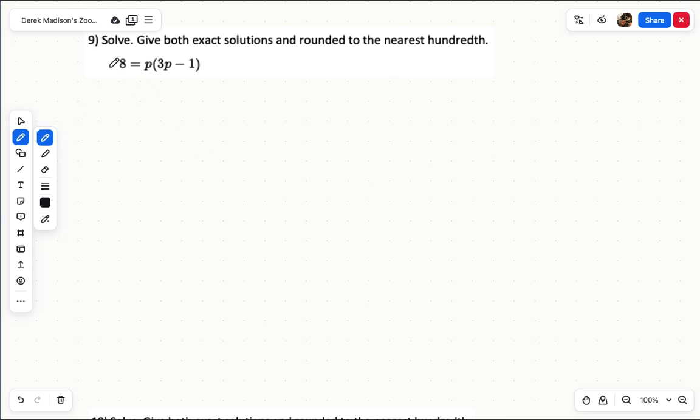For this one, we're not quite in the right form, so I'm going to distribute that p through the parentheses, and I'll get 8 equals 3p squared, and then times that negative 1 will make minus p. Then I need this to be equal to 0, so I'm going to scoot over here with it and have 0 equals 3p squared minus p, and then subtracting the 8 over gives me a minus 8 right there.